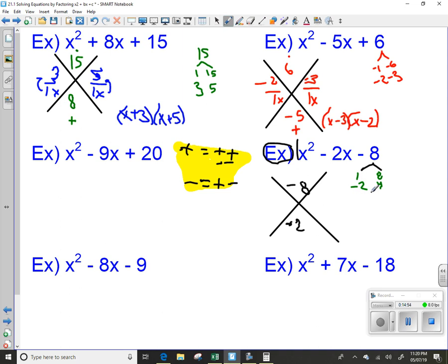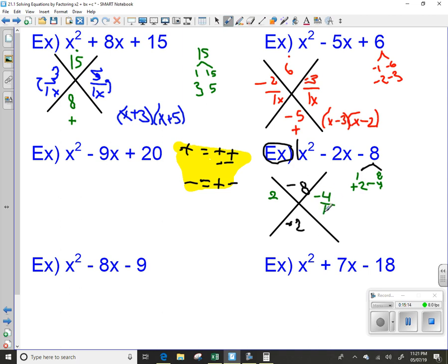If I put the negative here on the 2, check with your calculator. Negative 2 plus 4 actually gives me a positive 2. But we want a negative 2 down here. So that means I'm going to make this a positive 2, but I'm going to make that a negative 4. So negative 4 plus 2 does give me a negative 2. So now my two numbers on the side are 2 and negative 4.